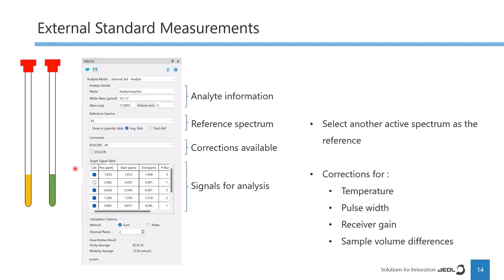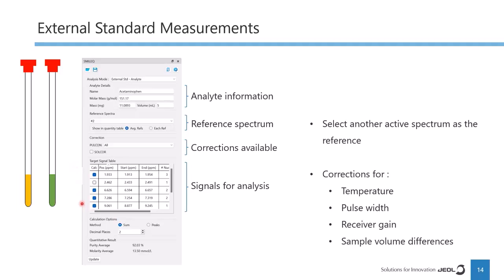Now, as long as your reference and analyte are recorded using the same batch of deuterated solvent, then we can use the residual solvent signal as a proxy for the sample volume. And this checkbox here allows you, if you have a solvent signal defined in your spectrum, to apply that correction to the calculations. So you can correct for differences in sample volume.